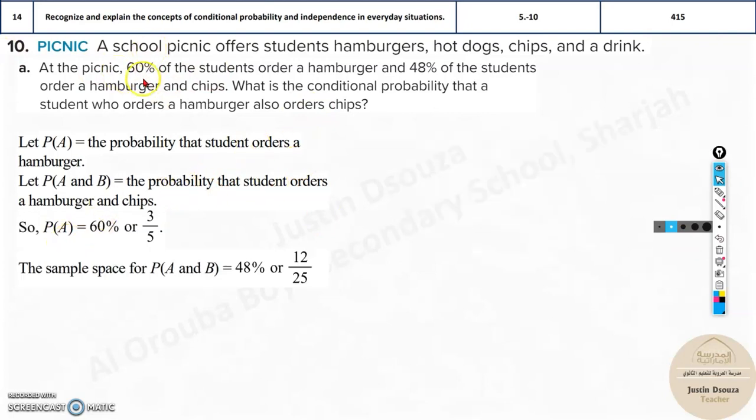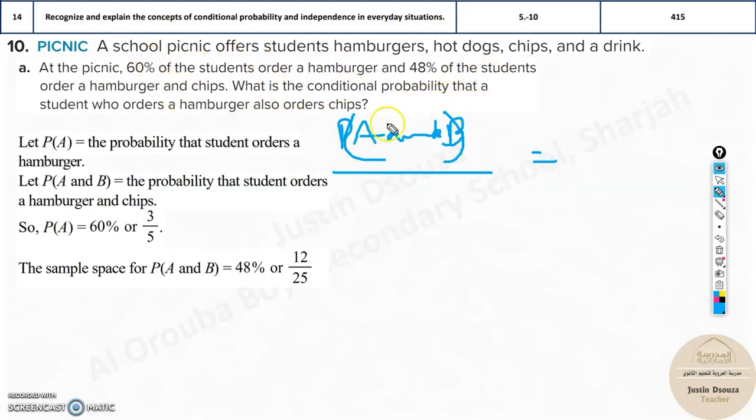Probability of A is what? Let's see. At a picnic, 60% of the students order hamburger and 48% of the students order hamburger and chips. So they have given P of A and P of A and B. A is hamburger, B is chips. What is probability of A? 60% hamburgers, and A and B is 48. What is the conditional probability that a student who orders hamburger also orders chips?